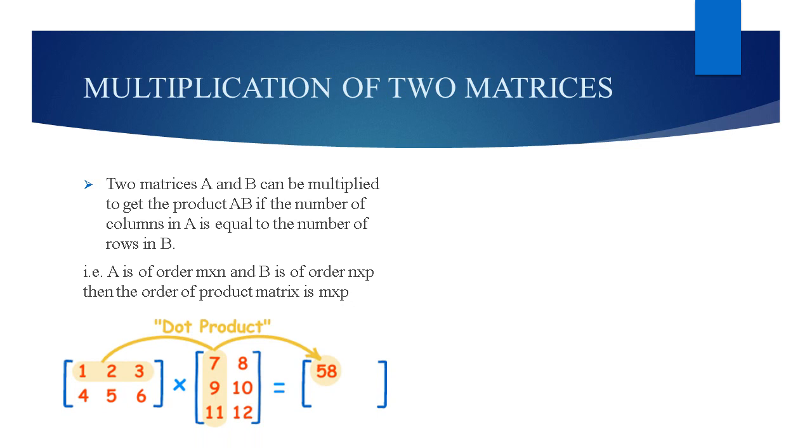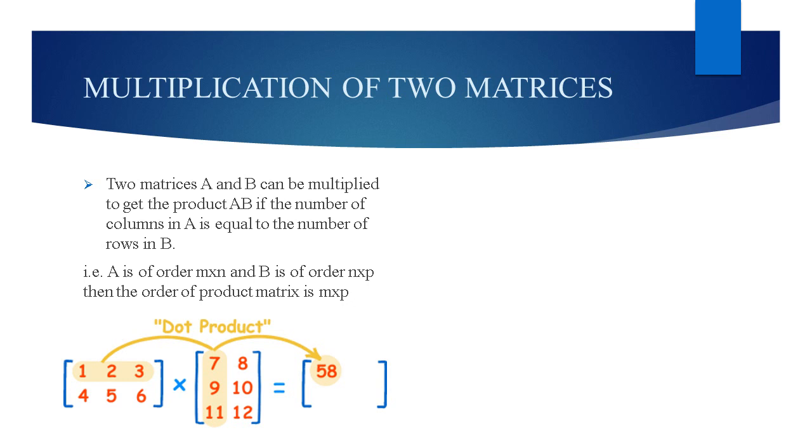See the example here. Here two matrices are given which we have to multiply. First matrix is 1 2 3 4 5 6 and second matrix is 7 8 9 10 11 12. Order of the first matrix is 2 cross 3 and order of the second matrix is 3 cross 2. So the number of columns in the first is 3 and the number of rows in the second is 3. So both 3 and 3 are common. The remaining order will be the order of the product matrix. So the product matrix is of order 2 cross 2.